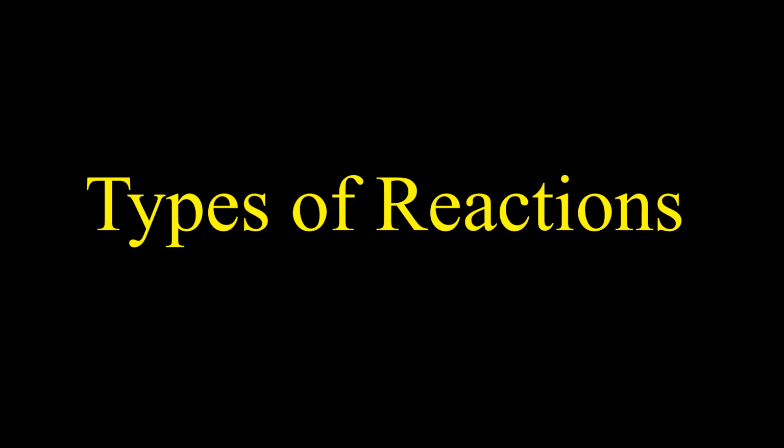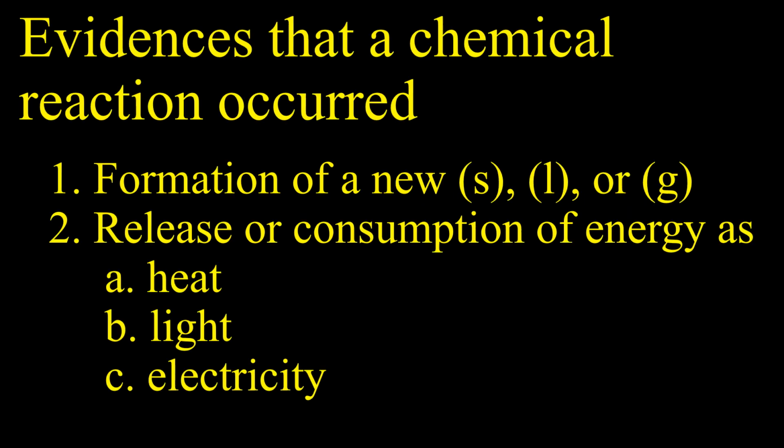Our next test will be over types of chemical reactions. Just to review, we have several evidences, and we need to see at least one of these, that a chemical reaction occurred. A chemical reaction must have occurred if there is formation of a new solid, liquid, or gas, and if, without us trying to cause this to happen, there was either a release or a consumption of heat, light, or electricity.